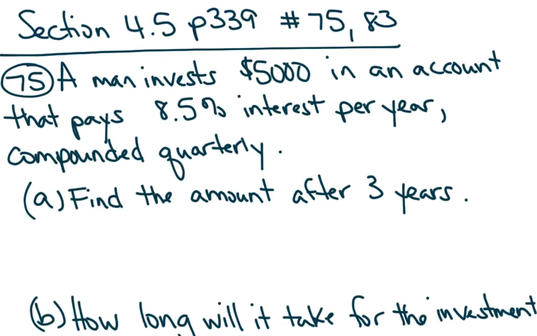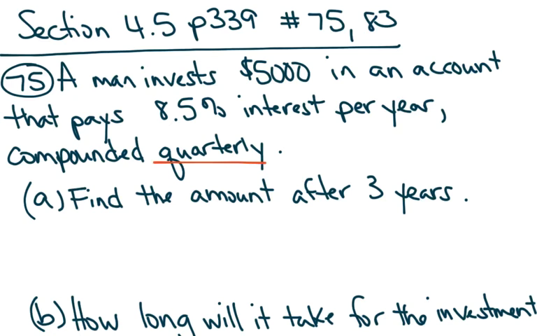In section 4.5, the two problems that look like the ones in the test are 75 and 83. 75. A man invests $5,000 in an account that pays 8.5% interest per year compounded quarterly. Find the amount after 3 years.